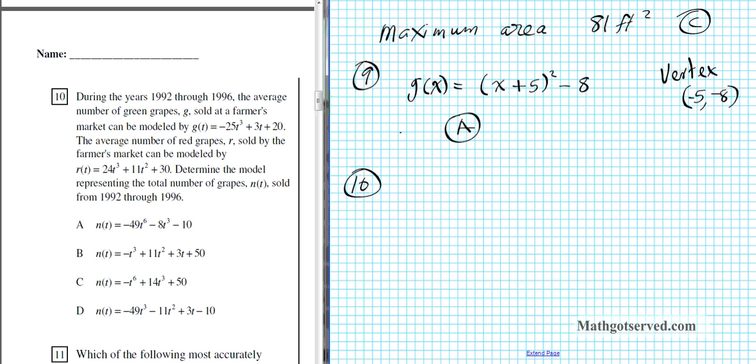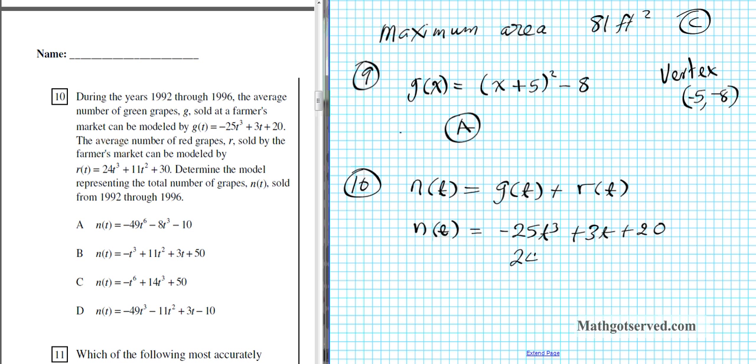Okay, so the total is going to be the sum of red and green grapes, of course. So n of t is simply going to be g of t plus r of t. So n of t is going to be g of t, which is given by -25t to the third plus 3t plus 20. And then r of t is going to be 24t to the third plus 11t squared plus 30.